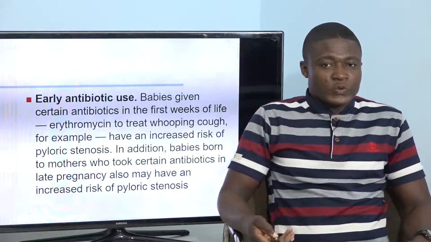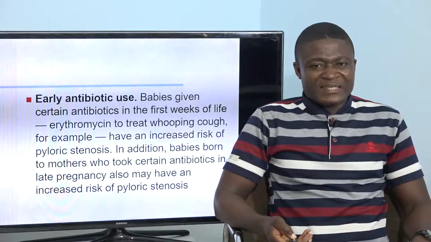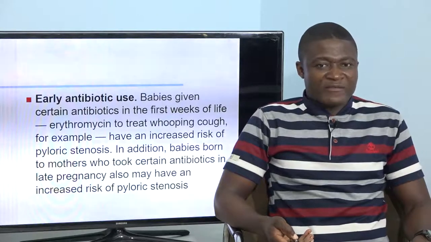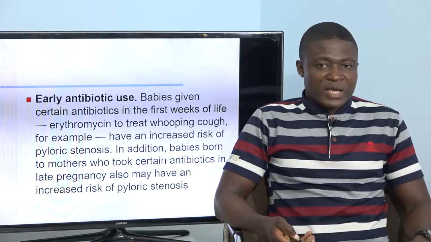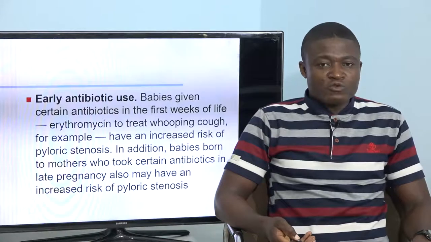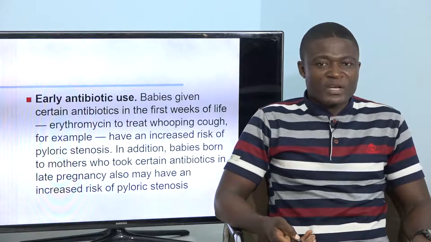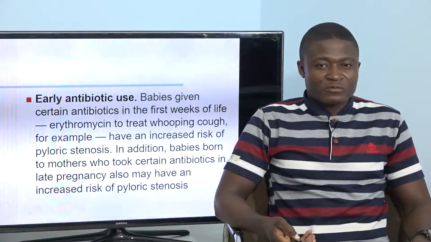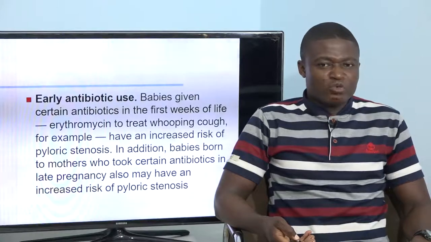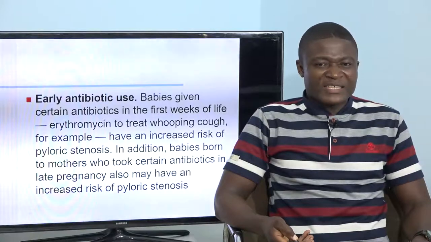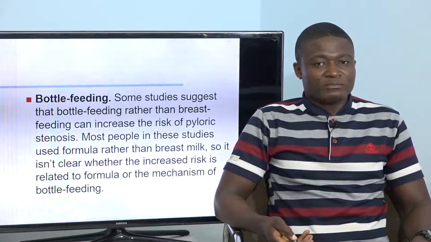Early antibiotic use. Babies given certain antibiotics in the first weeks of life also stand a very high chance of developing pyloric stenosis. Examples of these antibiotics include erythromycin, used to treat whooping cough, which has increased the risk of pyloric stenosis. In addition, babies born to mothers who took certain antibiotics in late pregnancy may also have an increased risk of pyloric stenosis in the future.